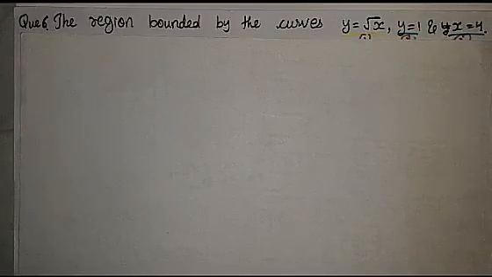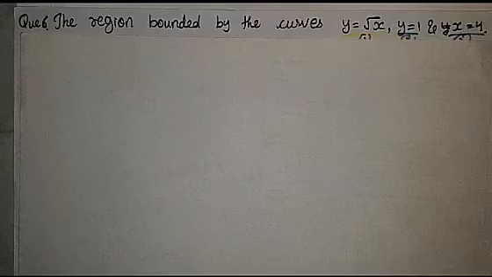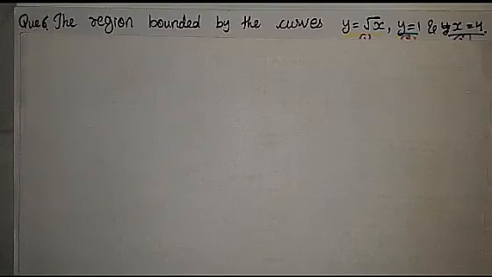So what is the question? The region bounded by the curve y is equal to root x, y is equal to 1 and y is equal to 4. Here we have to find the area bounded by these three curves. So in this question, what is our first step? To draw the diagram. So let's first draw the diagram.